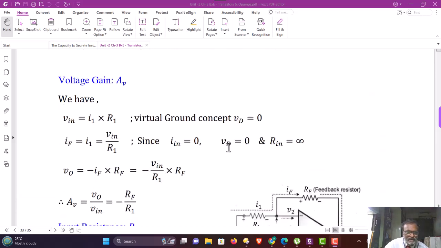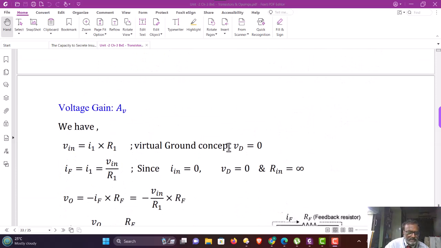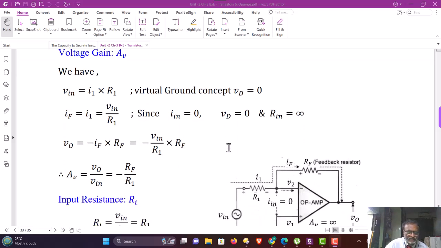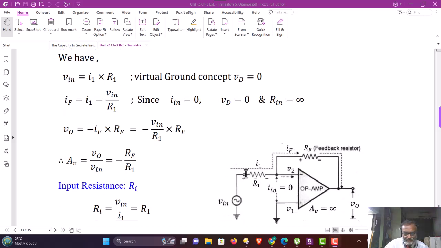Now, what is the voltage gain of the circuit? Let us analyze the circuit and find out the analytical expression for voltage gain. In the circuit, the input voltage is connected between this point with respect to ground. Whereas V1 is at ground, therefore, due to the virtual ground concept, V2 is also at ground potential. And therefore, effectively, the input voltage Vin is appearing across R1.